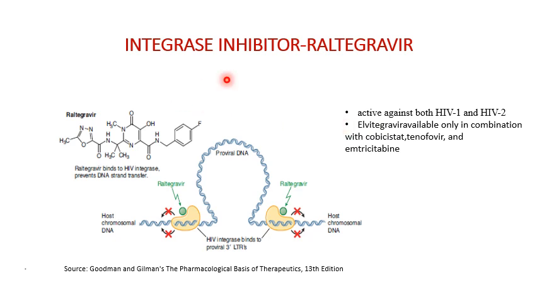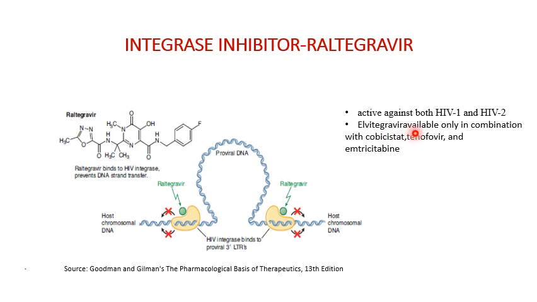Okay, the next one is integrase inhibitor. We know integrase is an enzyme which is responsible for the integration of the proviral DNA with the host DNA. Here the drug raltegravir is an example of an integrase inhibitor. It acts on the integrase enzyme and prevents the integration of the proviral DNA with the host DNA. It acts on both HIV-1 and HIV-2.